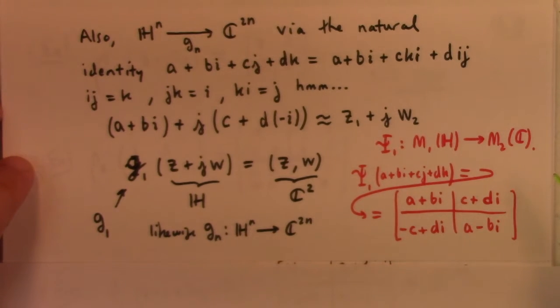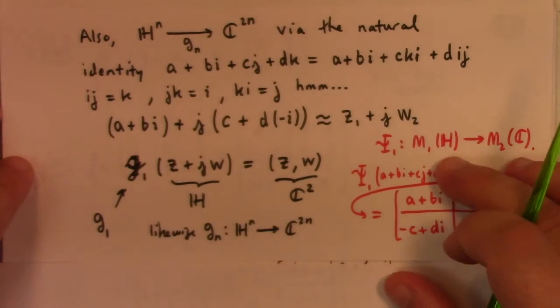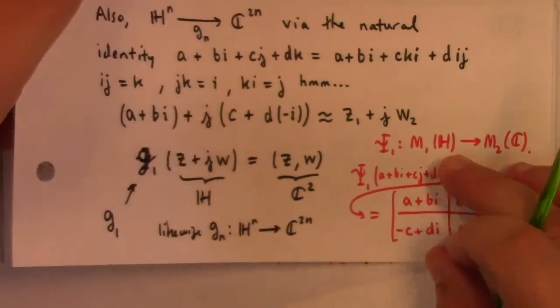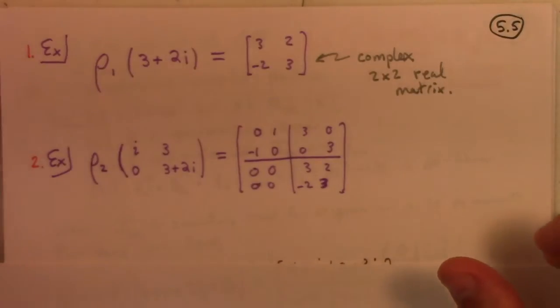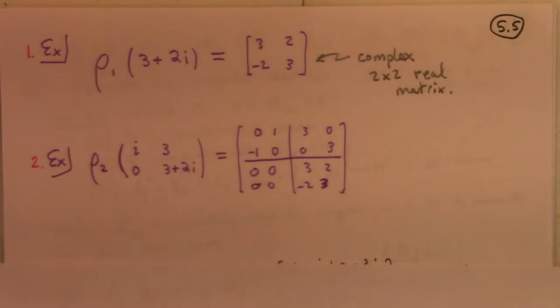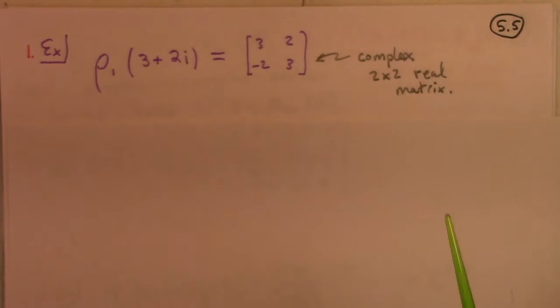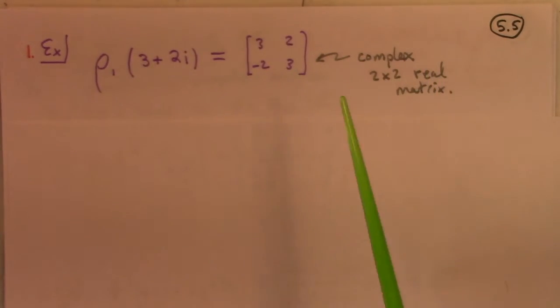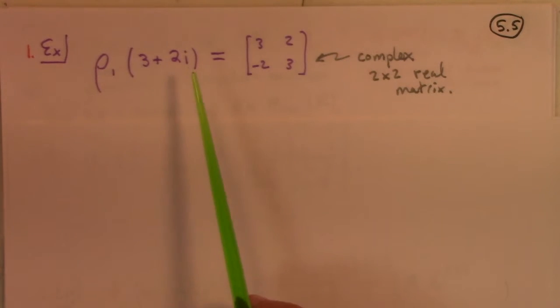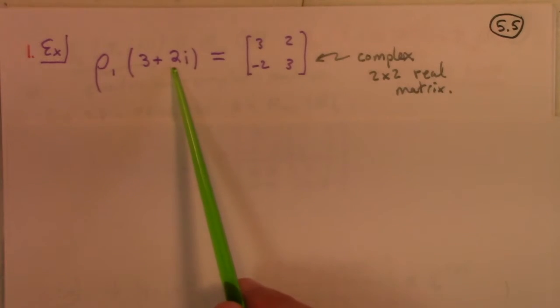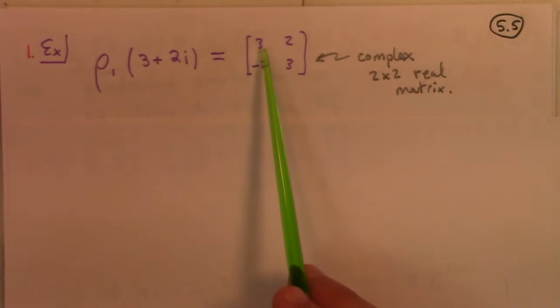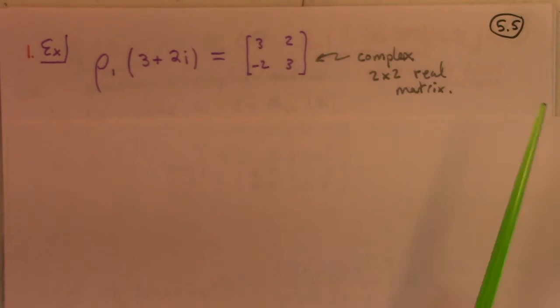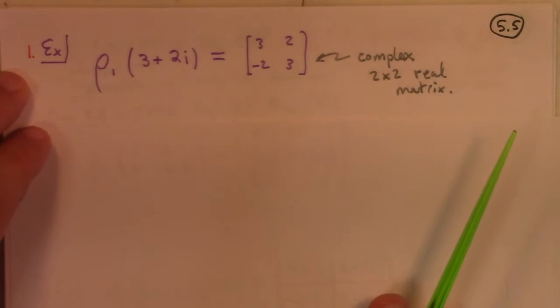All right, well, let me just take a pause here for a second to show you some specific examples of these maps, because it's easy to get lost, and they're really simple. They just take a second to absorb what they're doing. First of all, the simplest case, 3 plus 2i, that gives us this 2 by 2 matrix, 3, 2, minus 2, 3. That's the definition of row 1.